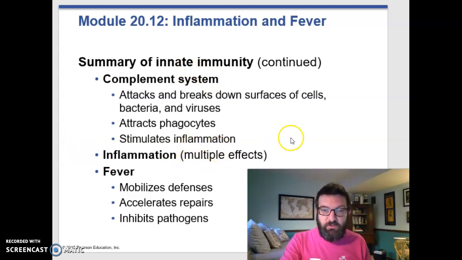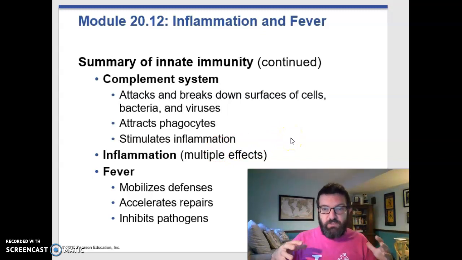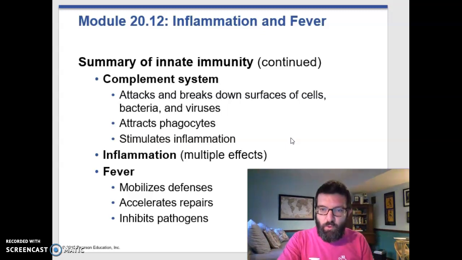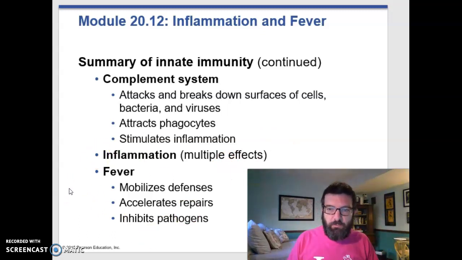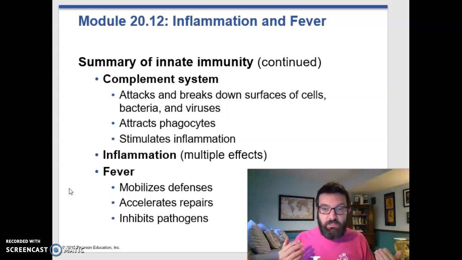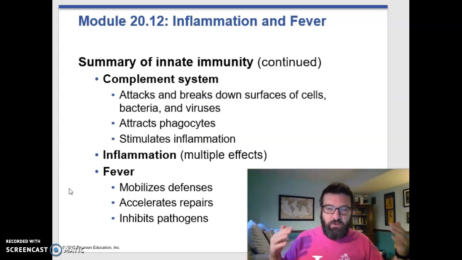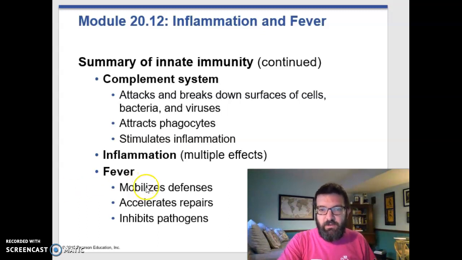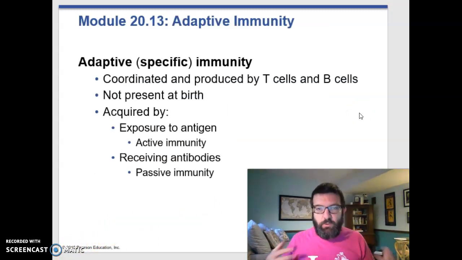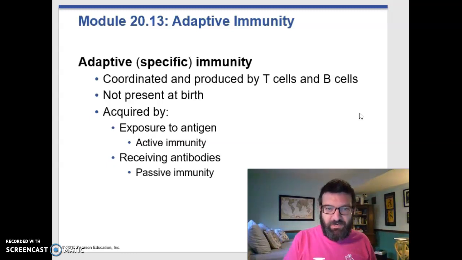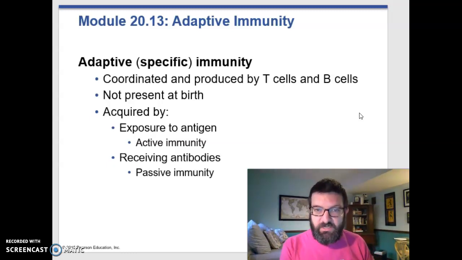Inflammation is nonspecific, right? That dilation of your blood vessels in response to histamine that causes more blood to flow in and therefore more defensive cells and flushing out pathogens, etc. And fever, where you increase the set point of your body's temperature from 98.6 to something higher, like 100 or 101, and that can inhibit pathogens and occasionally accelerate repairs by increasing metabolic processes. But now that we've done a quick review of non-specific innate immunity, let's talk about specific or adaptive immunity.